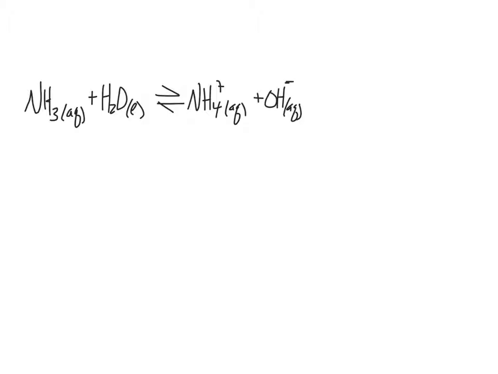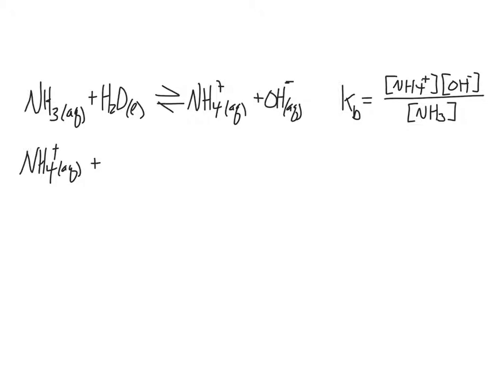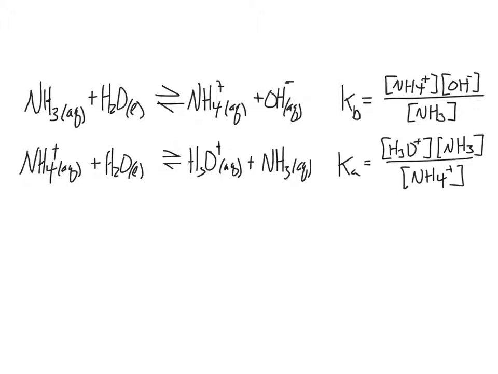We'll start by writing a reaction where ammonia reacts with liquid water to produce ammonium and hydroxide. The Kb for this reaction would be the concentration of the products over the reactants. This is a Kb because the species that is reacting is a base. We're also going to write below that the equilibrium reaction between ammonium reacting with pure water to produce hydronium and ammonia, and we'll write the Ka, the concentration of the products over the reactants, for this reaction.